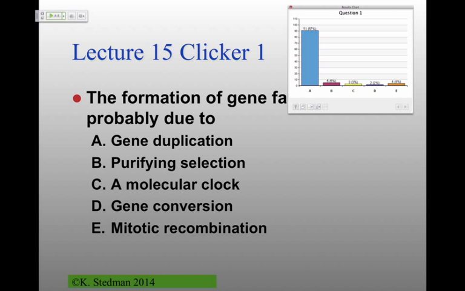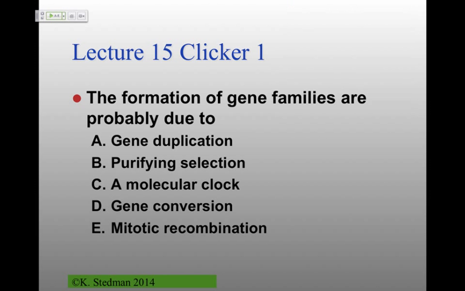Okay, everyone seems to agree on this one. I like that. Formation of gene families is, rather than are, probably due to gene duplication. Purifying selection, actually, if anything, would get rid of those gene families. Molecular clock is great for doing phylogeny. Gene conversion is actually, again, moving away from gene families because you're going to be getting back one copy. And mitotic recombination was something I thought up because I was trying to come up with another answer to fit on these things.